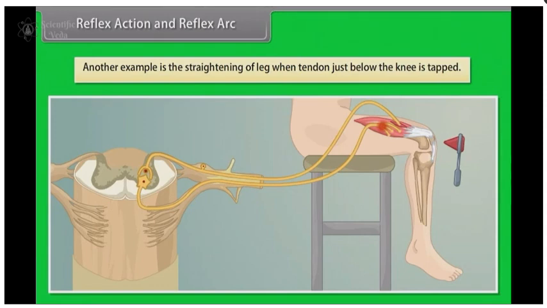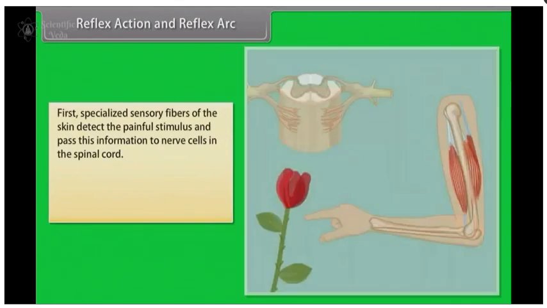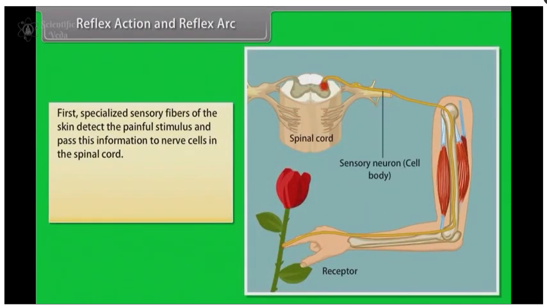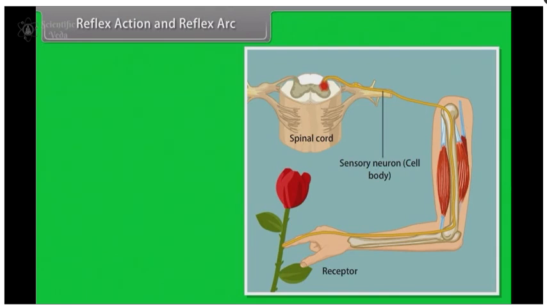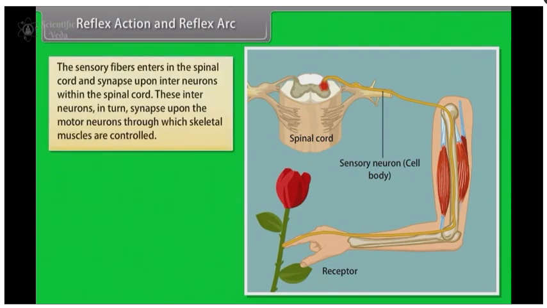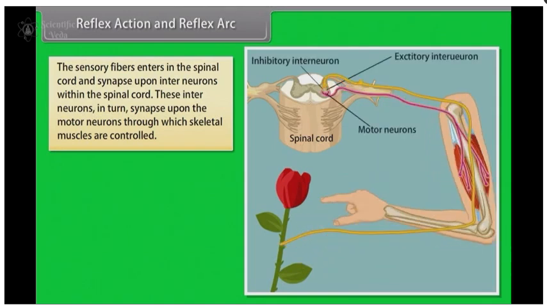Let's examine the reflex arc in more detail. First, specialized sensory fibers of the skin detect the painful stimulus and pass this information to nerve cells in the spinal cord. The information is carried by a single sensory neuron without any intervening synaptic connections. The sensory fibers enter the spinal cord and synapse upon interneurons within the spinal cord. These interneurons in turn synapse upon the motor neurons through which skeletal muscles are controlled.